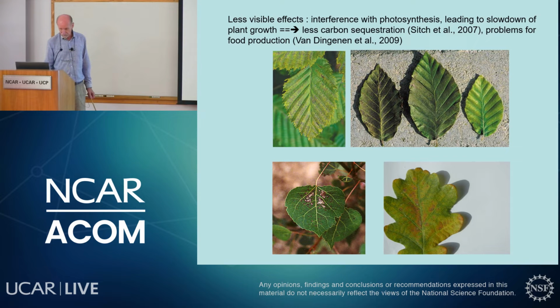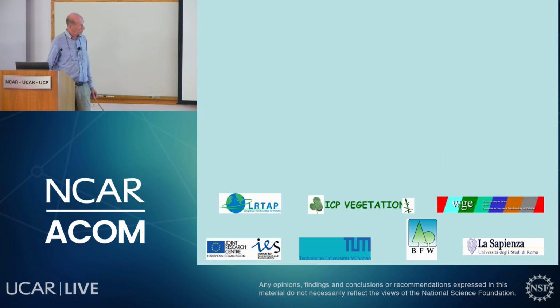But the damage is not only visible. The important damage is interference with photosynthesis, which causes a slowdown of growth of the trees and of every kind of plant. As a consequence, less carbon is sequestered by plants, as has been the object of various studies.